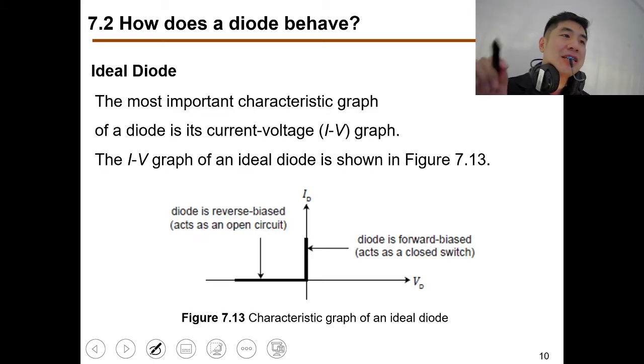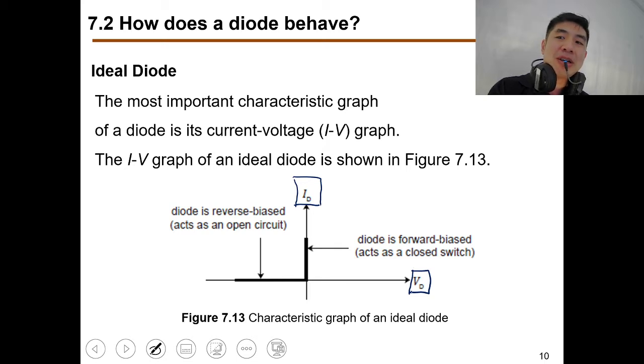Now this is the graph. A lot of students don't take note of what the graph label is. In this case, this graph is current across the diode versus voltage across the diode. Basically you want to see that when it goes across a certain voltage, does it have any current going through or not? This graph shows you this.